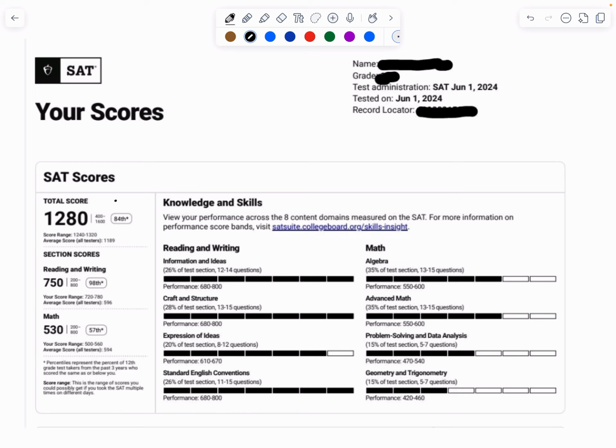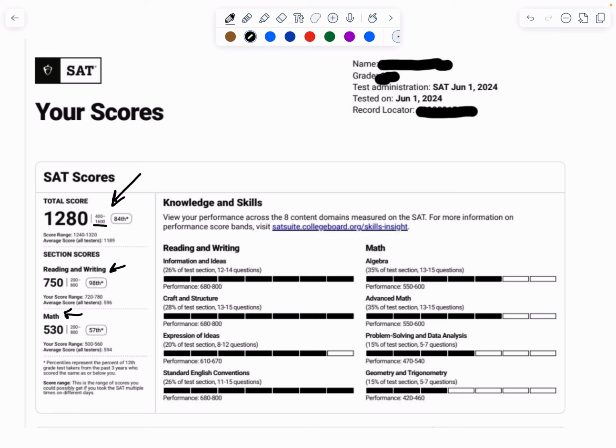So you have your total score up here in the top left, and this is out of a perfect 1600. In this case, the student was 1280. Below that, you'll see the two section scores. So first, the reading and writing on top, and then underneath that, the math. Again, each of those out of 800, which could add to a potential total cumulative score of a 1600. So that's the first section that you want to look at.